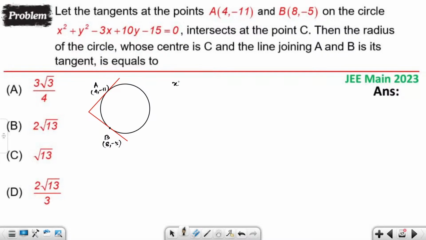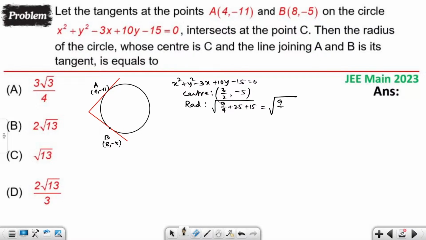What is the circle? The circle is x square plus y square minus 3x plus 10y minus 15 equals 0. So what is its center? As I told you, I always find out the center and radius. So the center will be (3/2, -5). And what is its radius? Root over 9/4 plus 25 plus 15. So it's coming root over 9/4 plus 40, which is root over 169/4. So that's coming 13/2. So that's the radius of the circle.